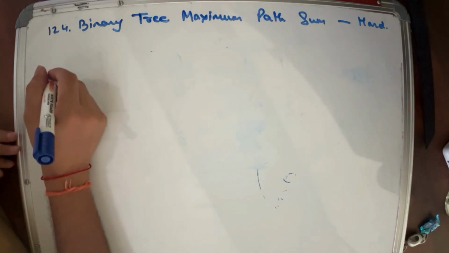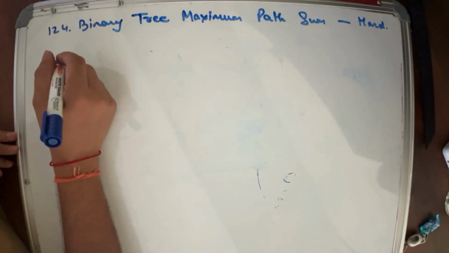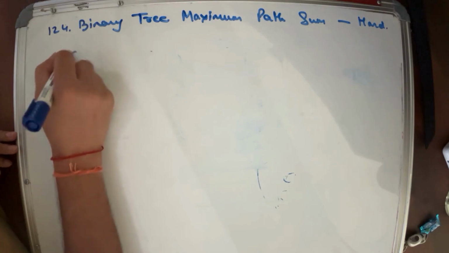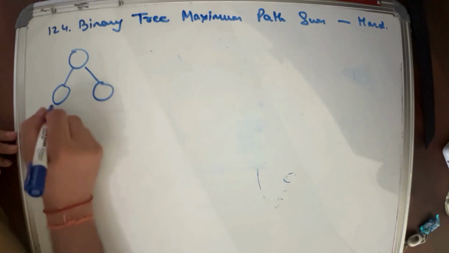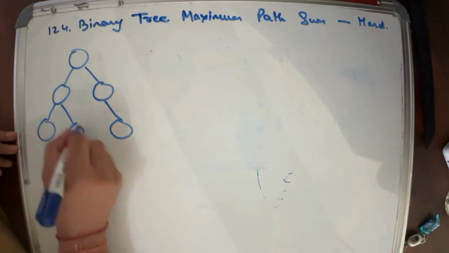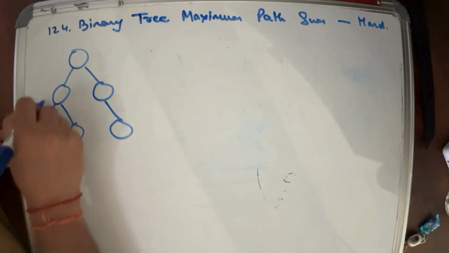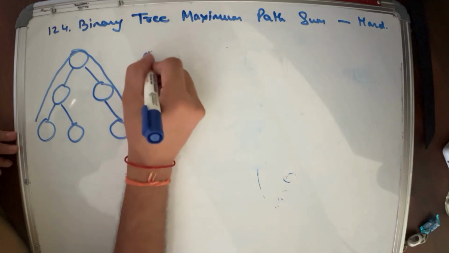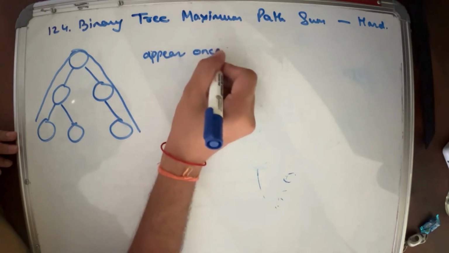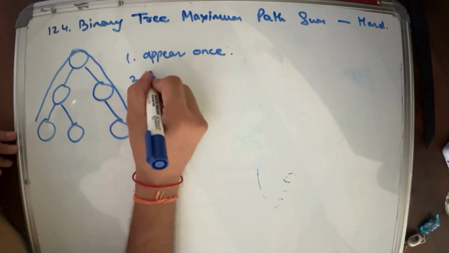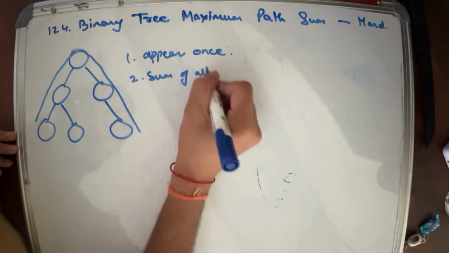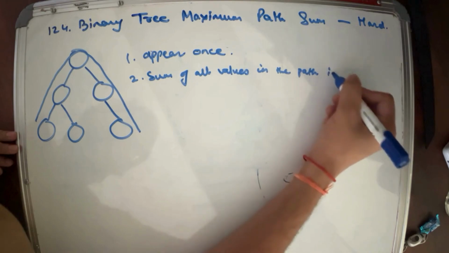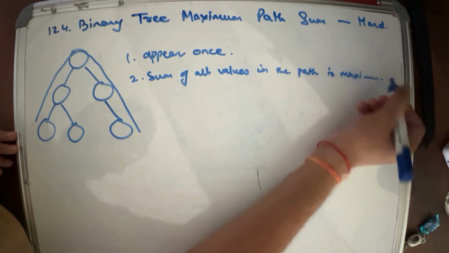intuitively. Okay, so the question says that there is a path in a binary tree, and there are some nodes. These nodes have some values. So you have to select a path in such a way that every node only appears once, first of all, and the sum of all values in the path is maximum among all paths, right?